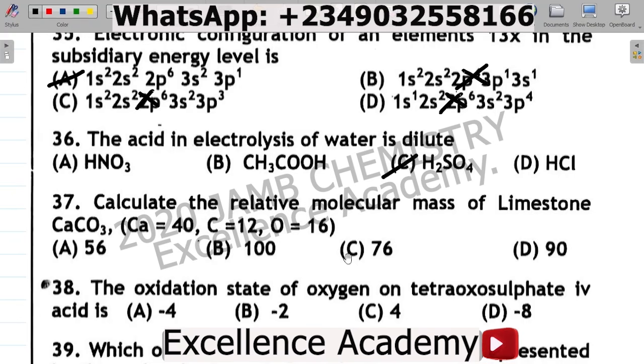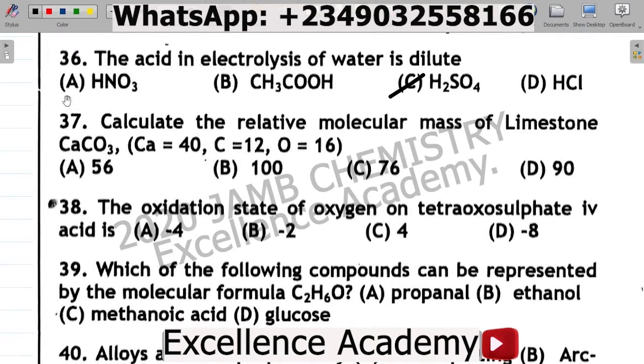So that's your answer. Next up, question 37 says, calculate the relative molecular mass of limestone. That's CaCO3. They gave you the formula of the compound. They said, take Ca equal to 40, that is the atomic mass of calcium. For carbon, they gave you the atomic mass as 12. For oxygen, they gave you the atomic mass as 16. Option A says 56, option B 100, option C 76, and option D 90. Which of these is the correct answer?